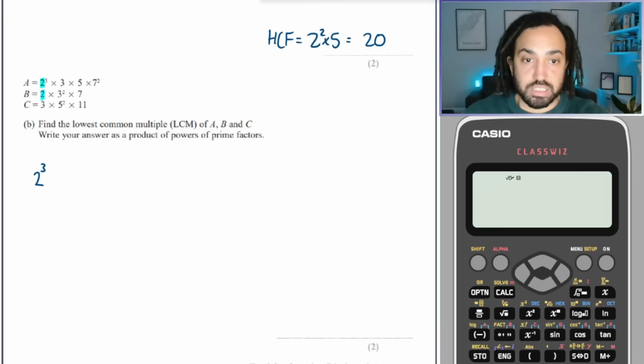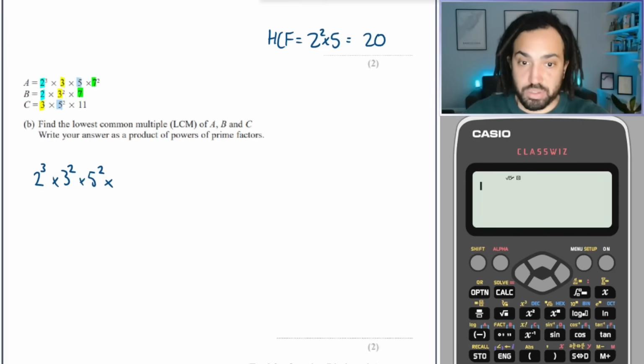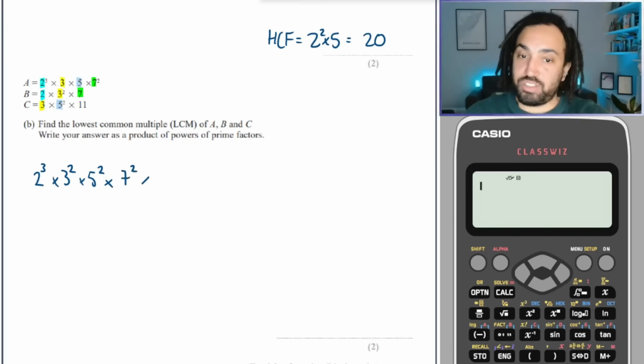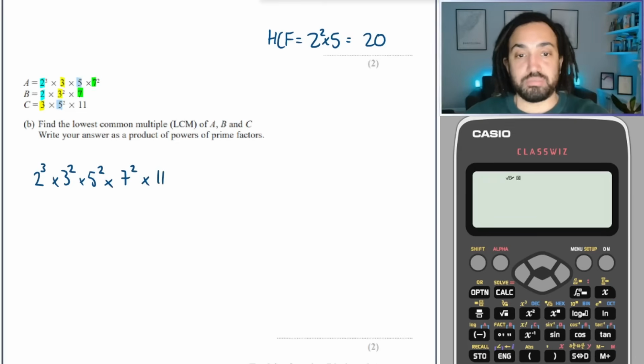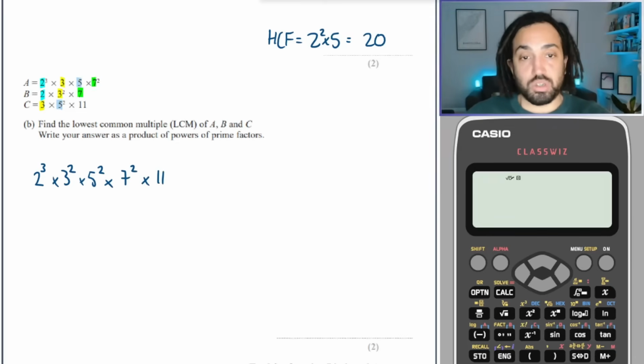Let's look at the 3's. Use a different colour for that. Now, what's the highest 3 there is? It's 3 squared, so we have to have 3 squared in it. And we have to have 5 squared as well, because the C has a 5 squared. And let's look at the 7's. We have to have 7 squared as well. And finally, we have to have an 11, because it has to be a multiple of C. And there we have it. That is our lowest common multiple.